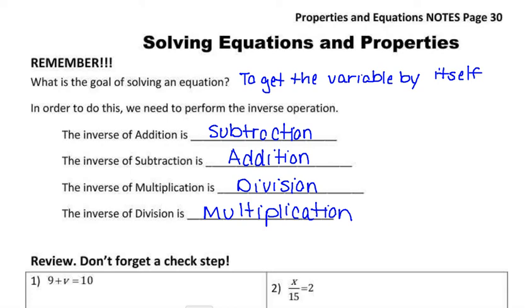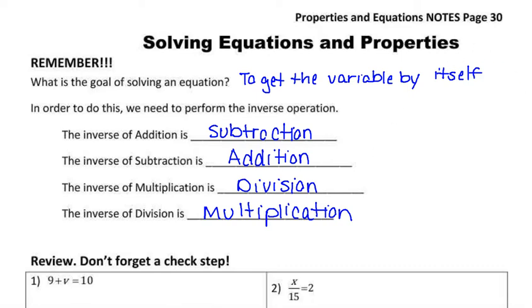So in this video, we're just going to do a short review of how to solve equations. And remember, the goal of solving an equation is to get the variable by itself. And in order to do this, we need to do those inverse operations. So the inverse of addition is subtraction, the inverse of subtraction is addition, the inverse of multiplication is division, and the inverse of division is multiplication.